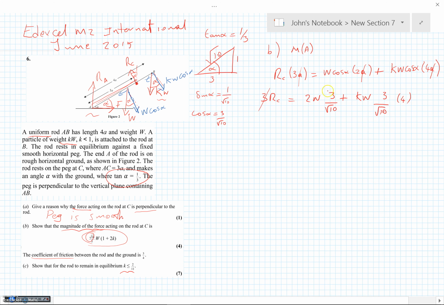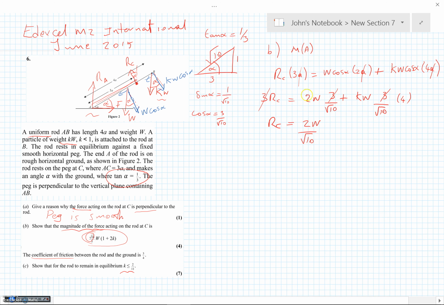Now the 3 cancels. So if I factorise this with the square root of 10 on the bottom, I can see I've got RC is equal to 2W over the square root of 10.